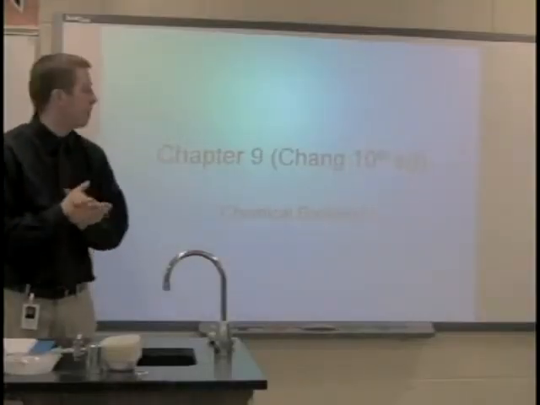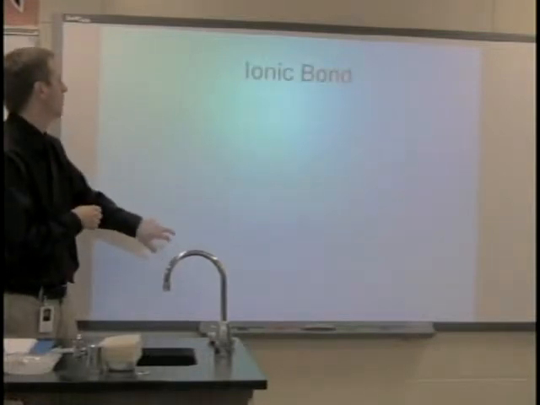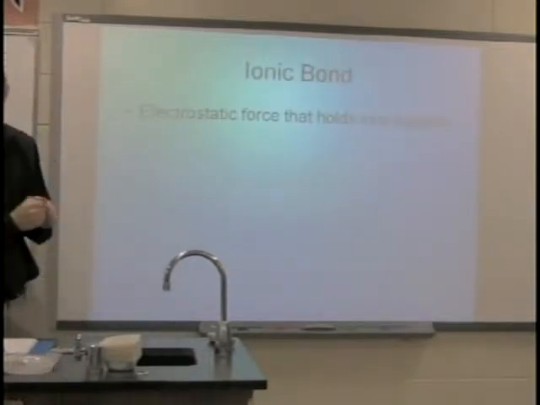This is chapter 9 for AP Chem Review on chemical bonding. There are two chapters in this. This is chapter number 1. First thing it talks about is what is an ionic and a covalent bond.